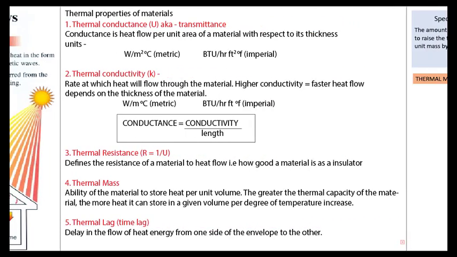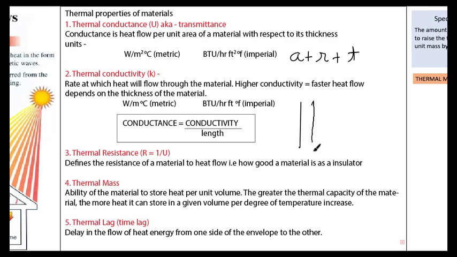So before going into details, let's understand a few terms, that is the thermal properties of materials, right? The first one is thermal conductance, also known as transmittance. Suppose you have a wall material and sun rays are falling on it. What that material will do is it will absorb some part of it, it will reflect, and it will transmit.